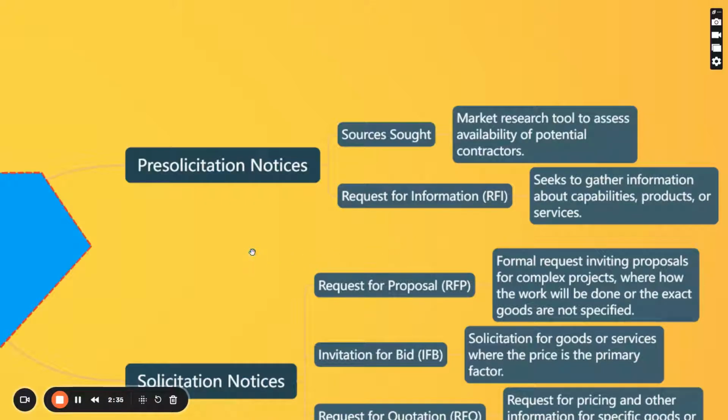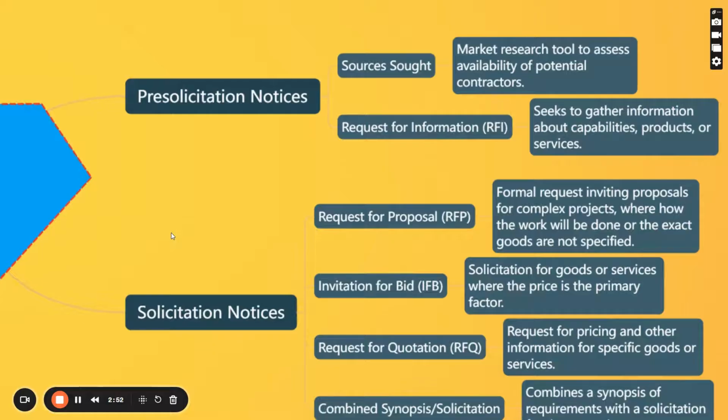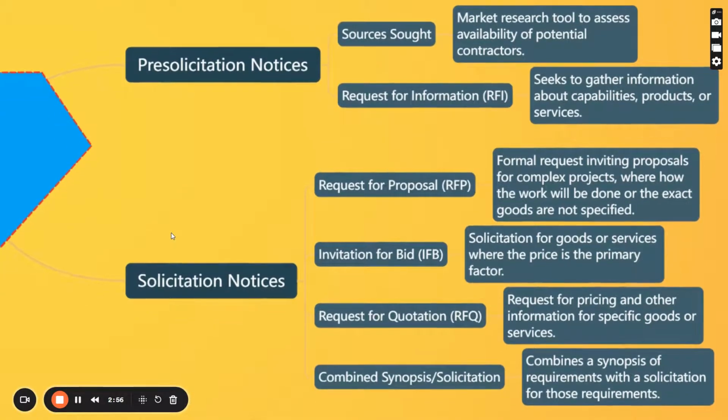I want you to remember that in the first stage, where it's a sources sought, the government is just asking for information, a general wide scope. But when we talk about the RFI, they're going into more details about how businesses can help them fulfill their needs, and they're also gauging to see if there's any alignment.